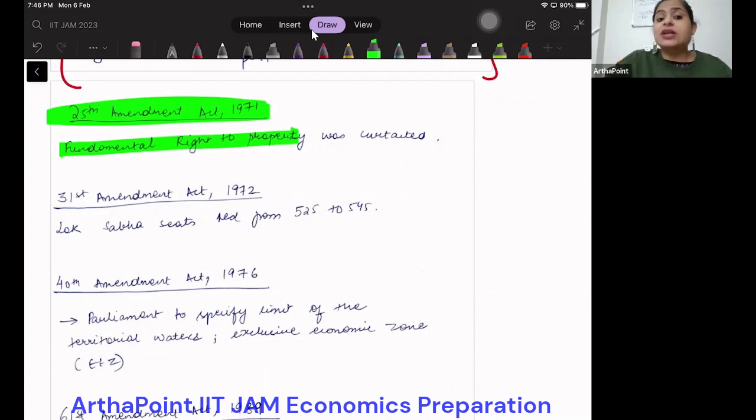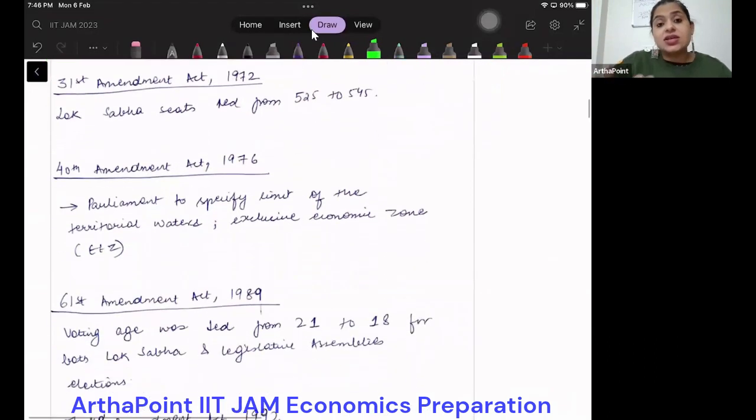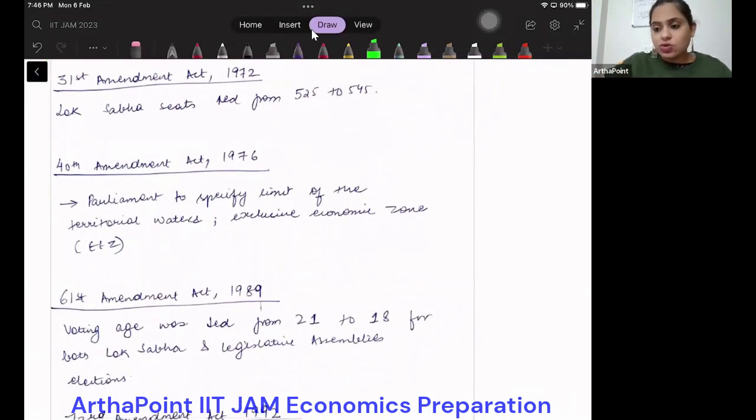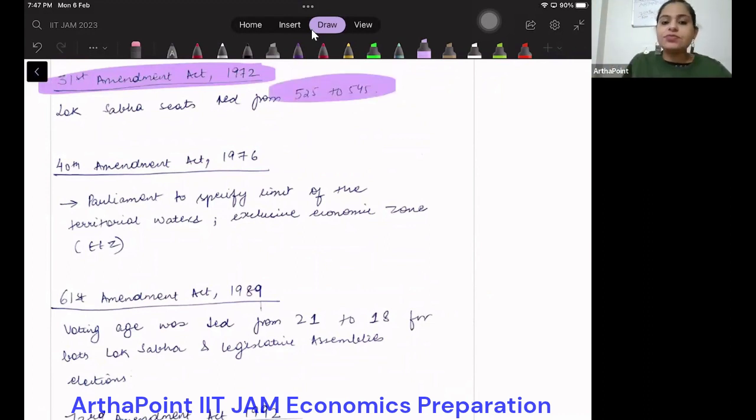But the basic fundamental right to property, that came in the 25th Amendment Act 1971. Then we increased the number of Lok Sabha seats as we know today, and the number of Lok Sabha seats that we have as of now is 545. This is under the 31st Amendment Act.